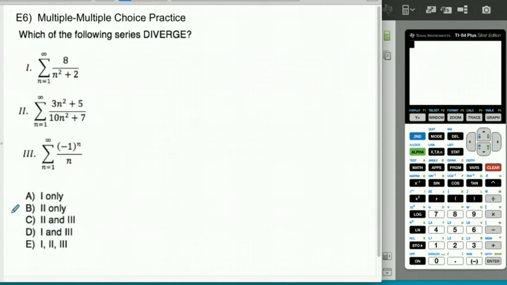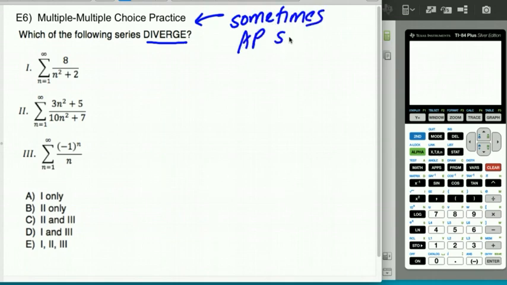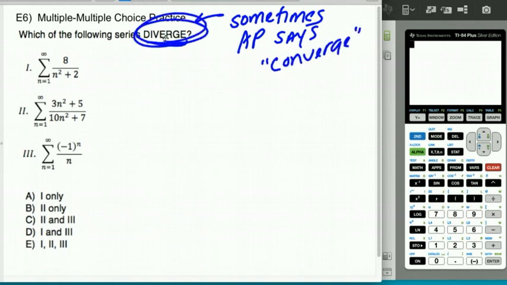All right, so let's do a multiple choice. We're going to do an E6 and a P6 just to show you what this looks like. So this is sort of like a sample AP question. Be very careful to read which thing they're asking. Sometimes the AP says converge, and sometimes they ask diverge. So you have to make sure you know what you're looking for. So underline it, pay very careful attention, and say, oh, this one says diverge. So when you do these, you look at the 3, and start with the easiest.